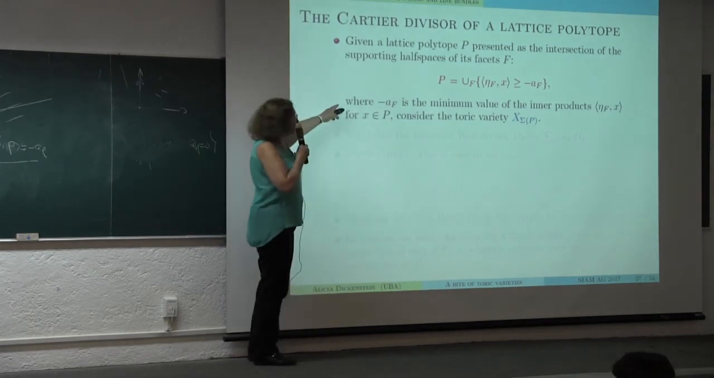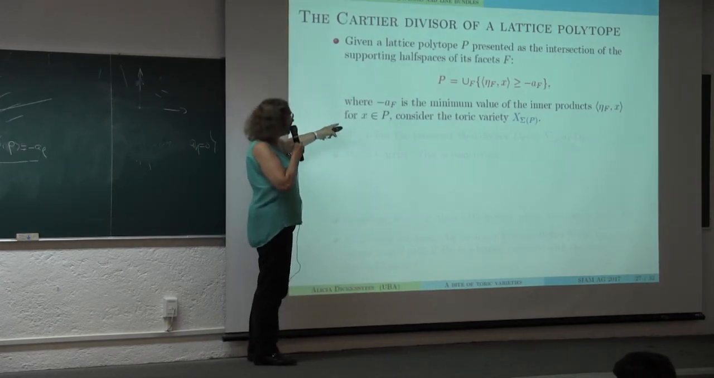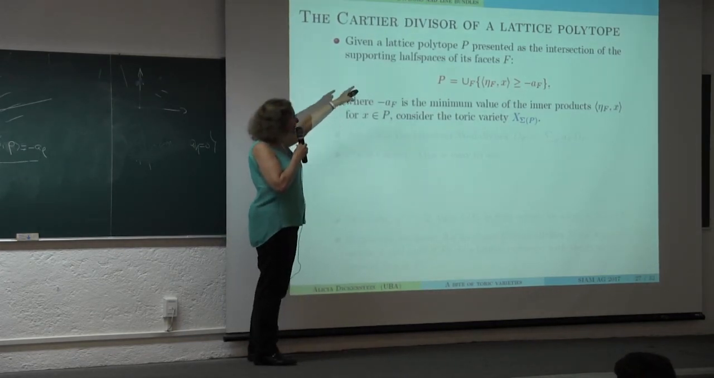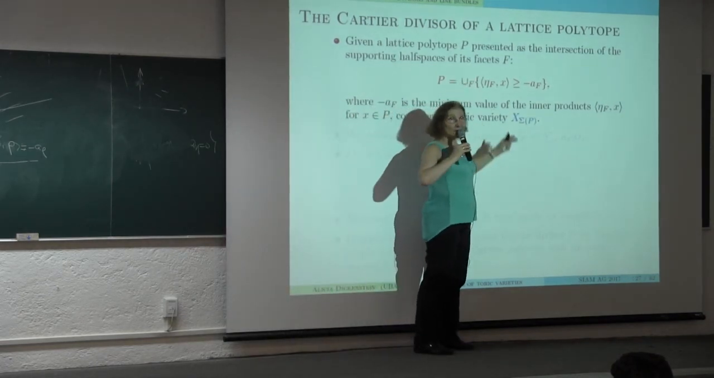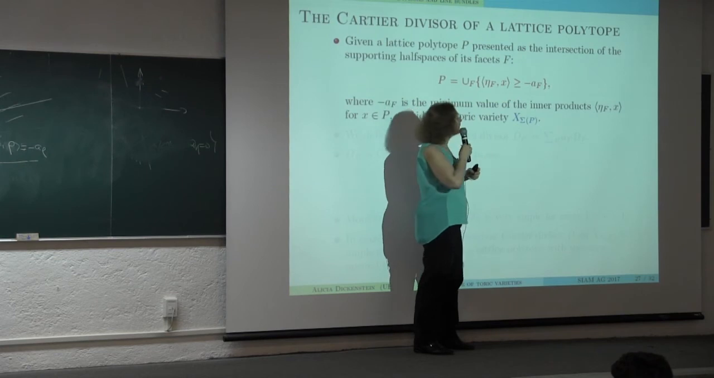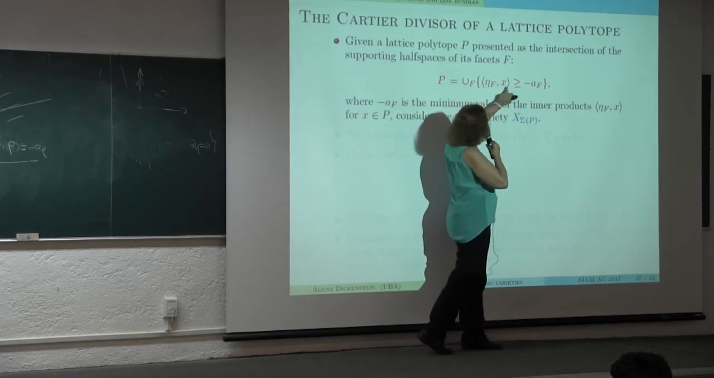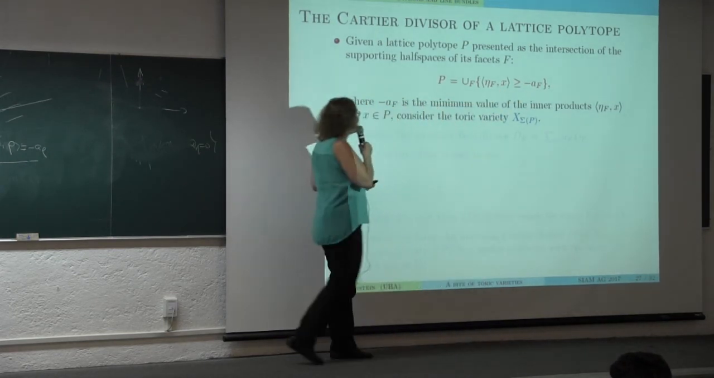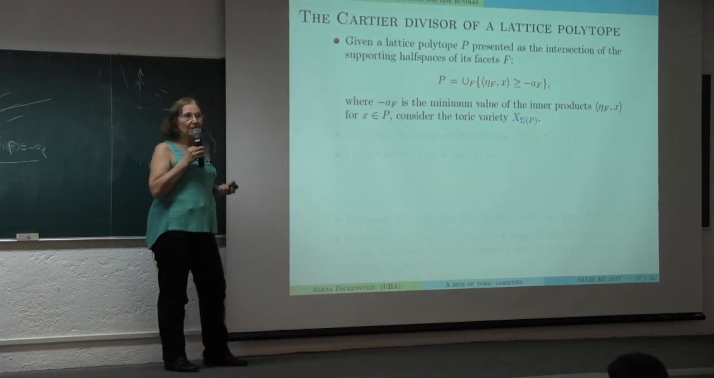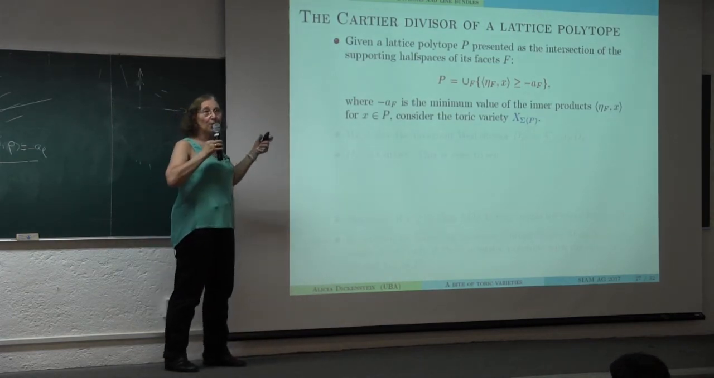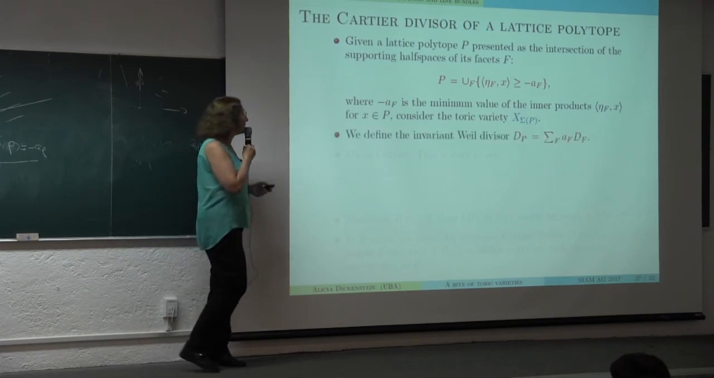And then this is the minimum value. And then as P, I present P as an intersection of these half faces. And these are the minimum values of this inner product. And then there is an associated toric variety, which is associated to the fan of P, which is a normal fan that I try to describe.